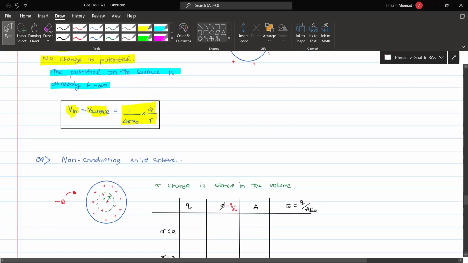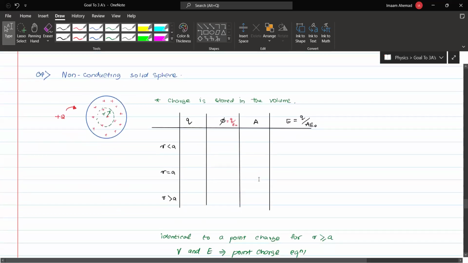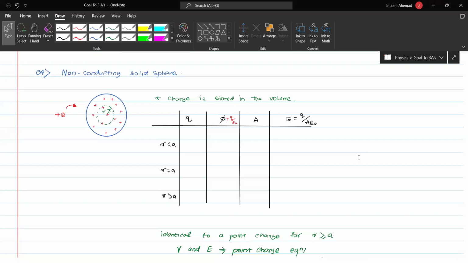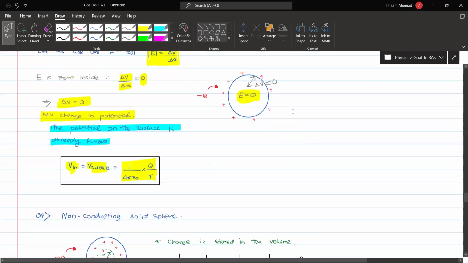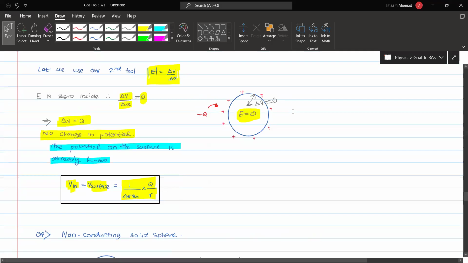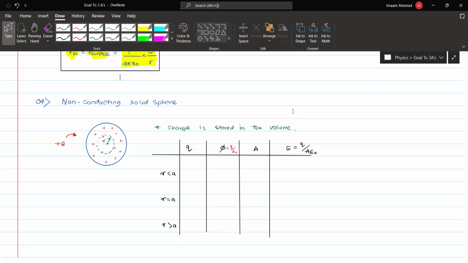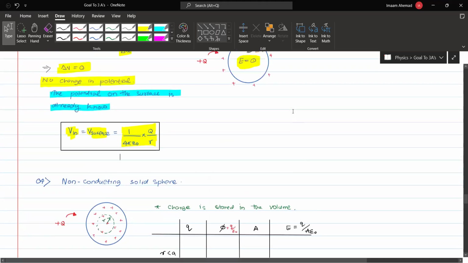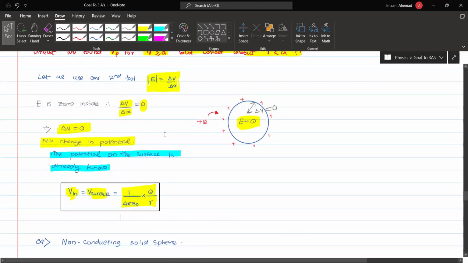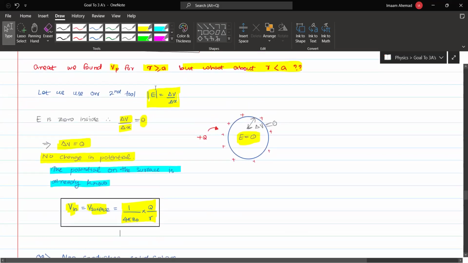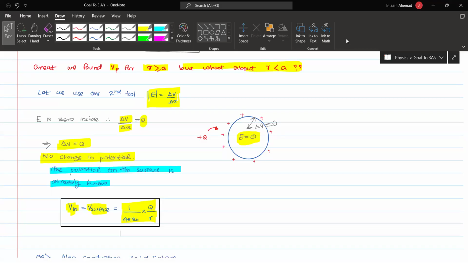Shall we look at non-conducting solid spheres? Anyone has any doubts from the previous part? Now, you cannot remember everything I said. What I'll do is give you the notes I have taken, so you can refer to them later. But is what I said so far clear, the last thing I said, how to find the potential? Is that clear, boys and girls?